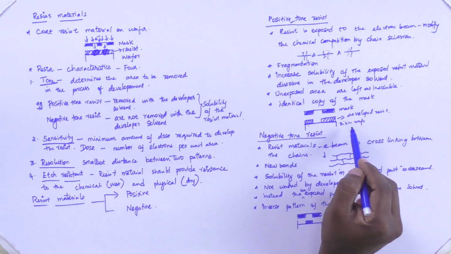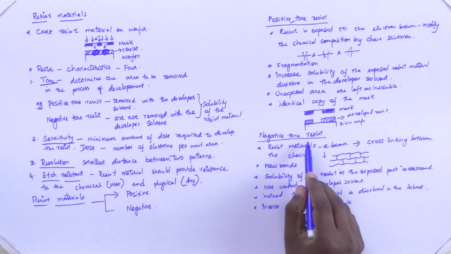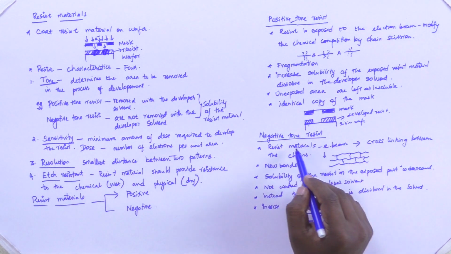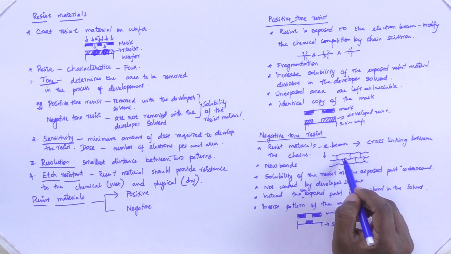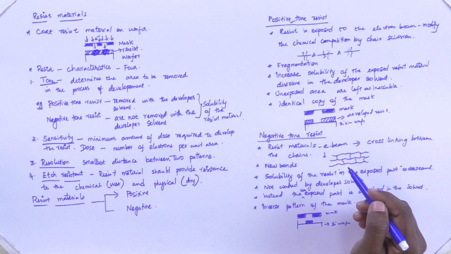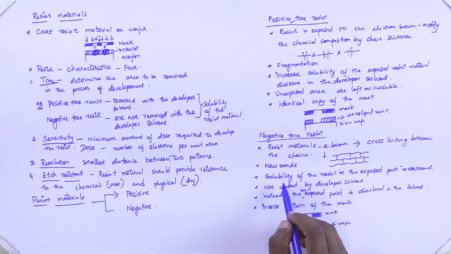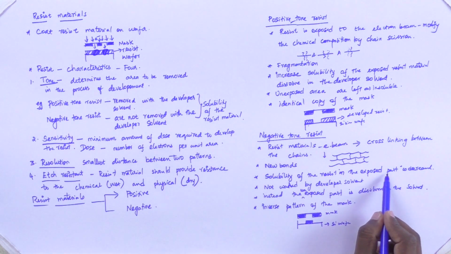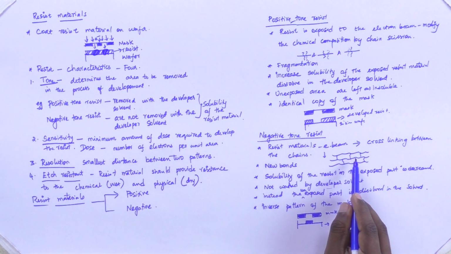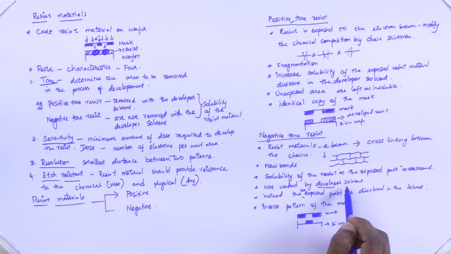the mask. The negative tone resist is exactly opposite of positive tone, in which when you pass the electron beam on the resist material, it makes cross-linking between the polymer chains. As a result, this polymer chain will become more and more compact, which means it will not be soluble in the developer solvent. So the unexposed part of the resist material is washed away by the developer solvent, and as a result what you will obtain is an inverse pattern of the mask used in this process.